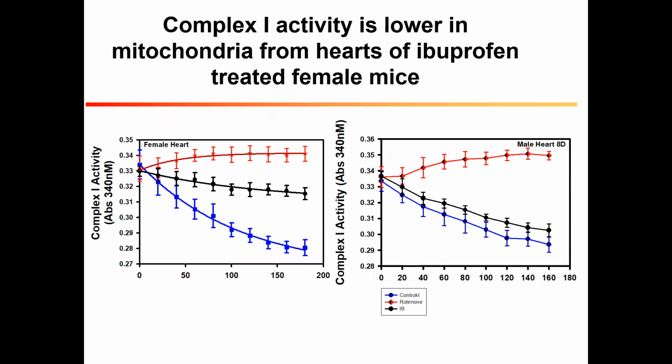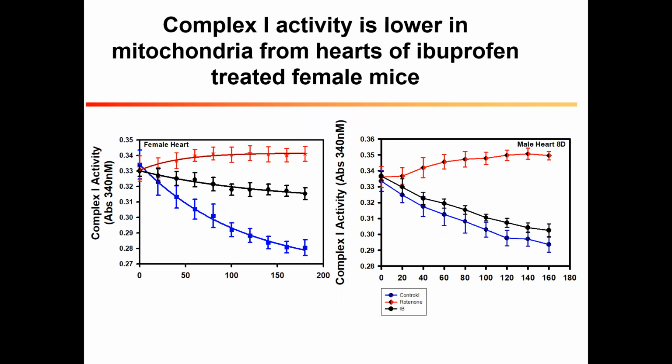Because I'm a biochemist, I'm not a big fan of the Seahorse because it takes 30 minutes to get to some of the complexes. I like to isolate the mitochondria and do each complex individually. And we find gender effects. For complex 1, from female hearts, it is inhibited by ibuprofen, while it's not inhibited in male hearts.